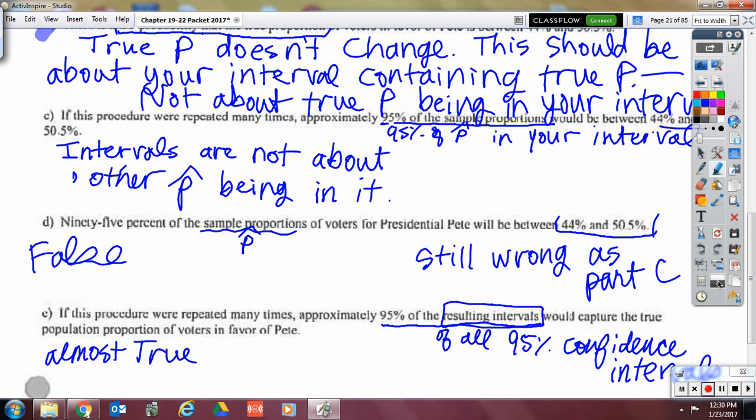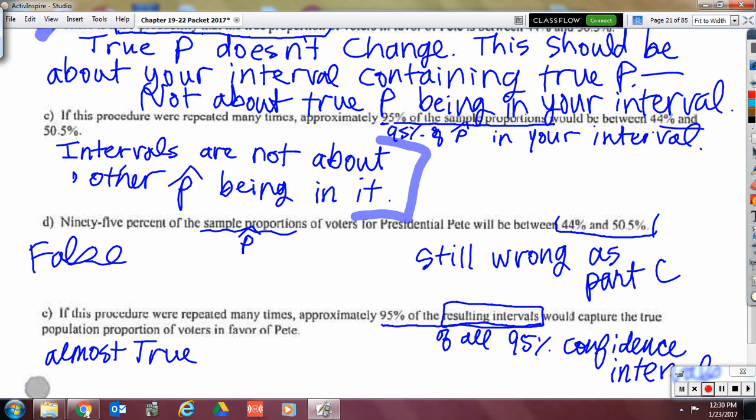Just do this. Intervals are not about other P hats being in it. Intervals are not about other samples or other intervals or other P hats or other things being in your sample results. Yours could be an outlier. Okay?